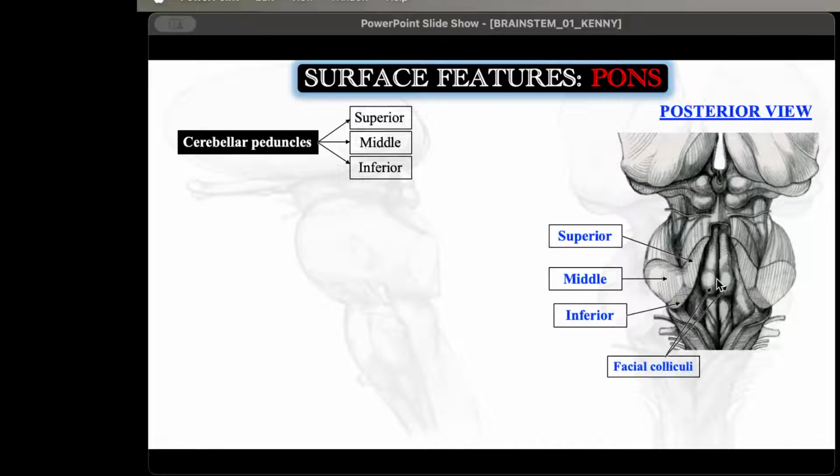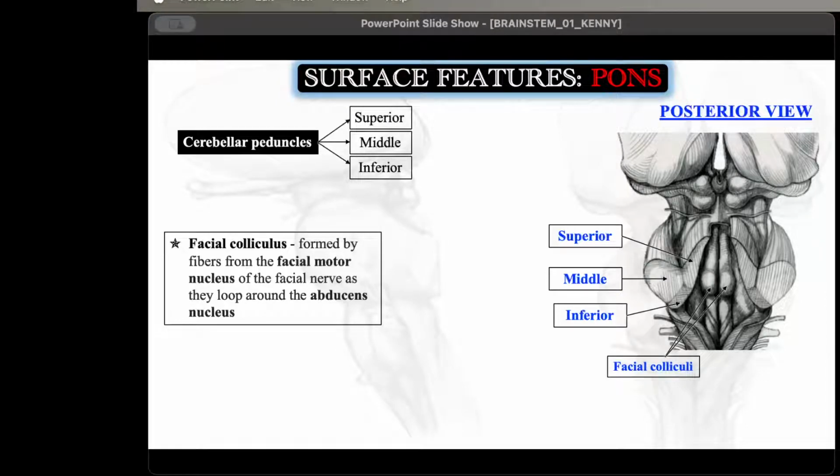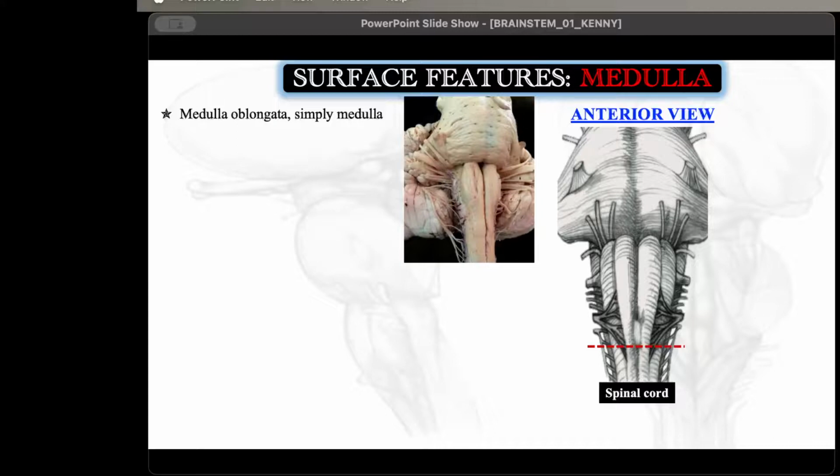Now we have two elevations here. We call them the facial colliculi, or simply one would be the facial colliculus. We see this when we discuss the internal anatomy of the brainstem. But it's just the facial nerve that loops around the abducens nucleus, the nucleus for cranial nerve number 6, which is the abducens nerve.